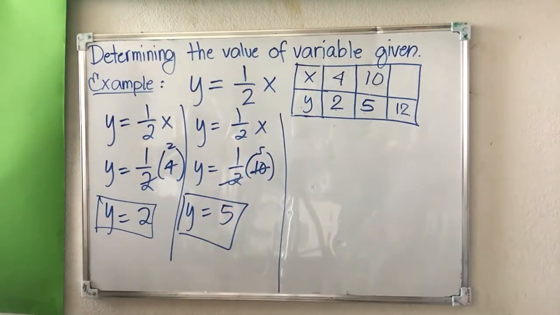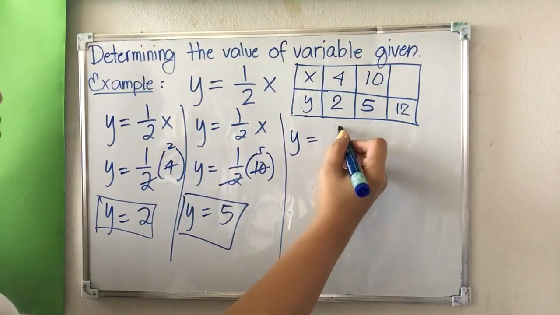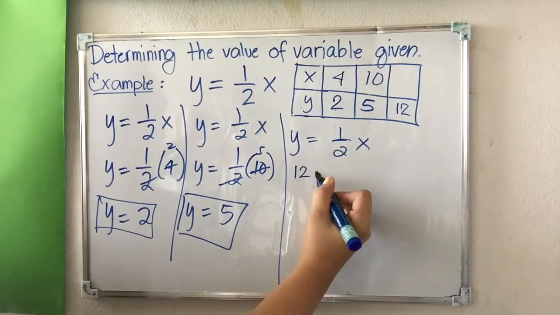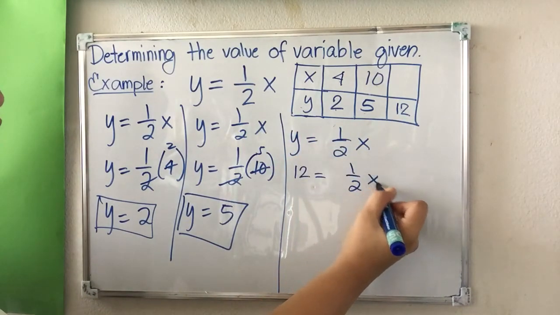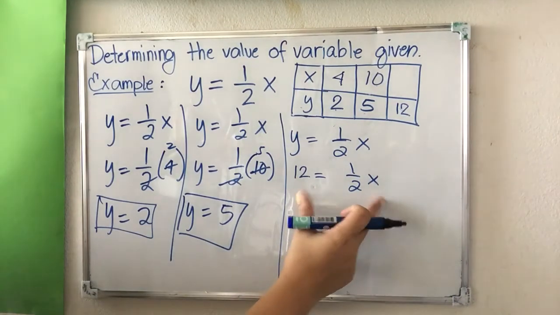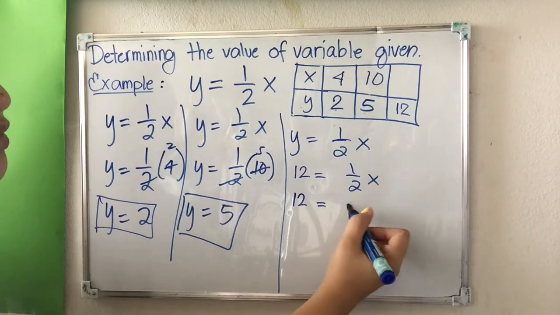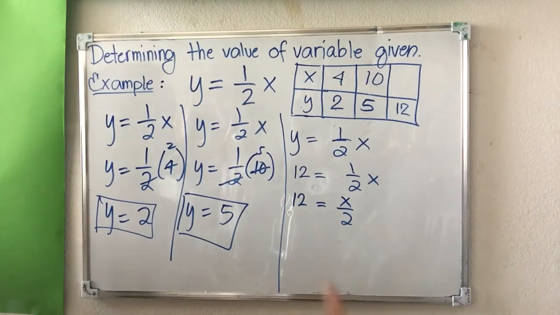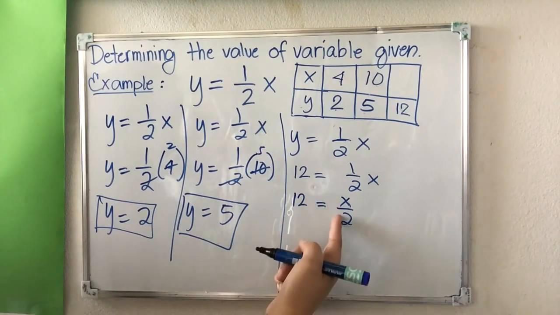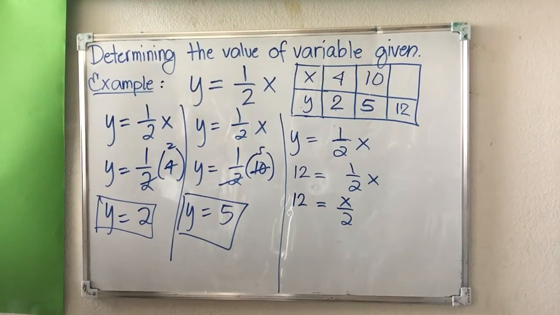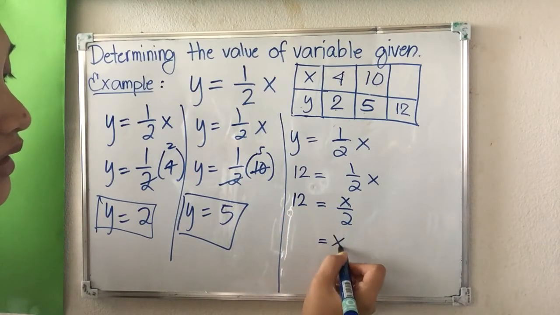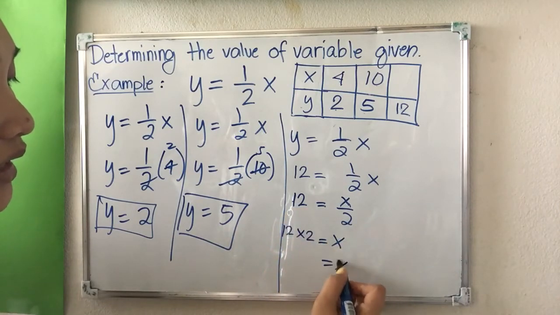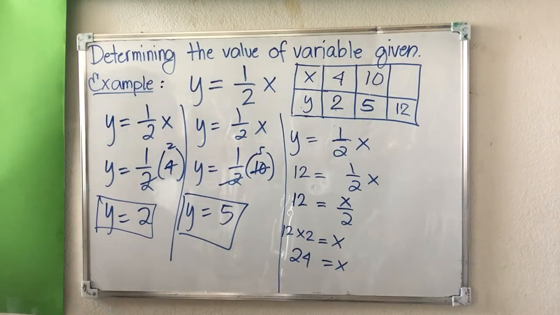Okay, so let's solve that one here. The same process. Copy first. Alright, so what is our y? 12 is equal to 1/2 x. Or we can write that one here: 12 is equal to x over 2. You can do cross product. Let's try to do the cross product. So we have x equals 12 times 2. x is equal to 24.